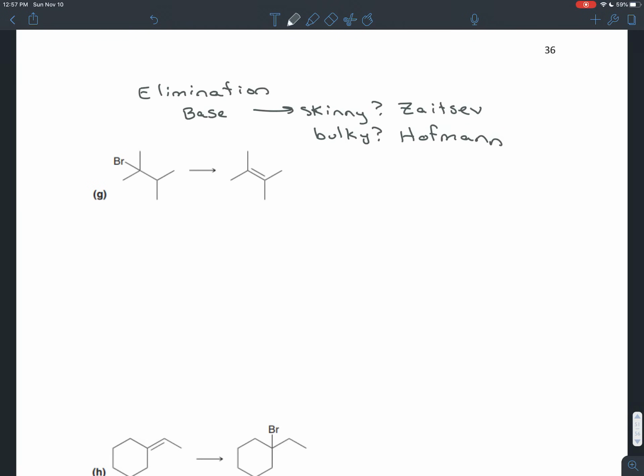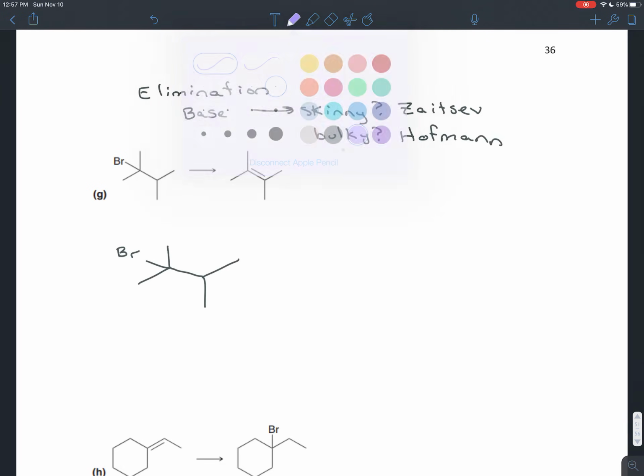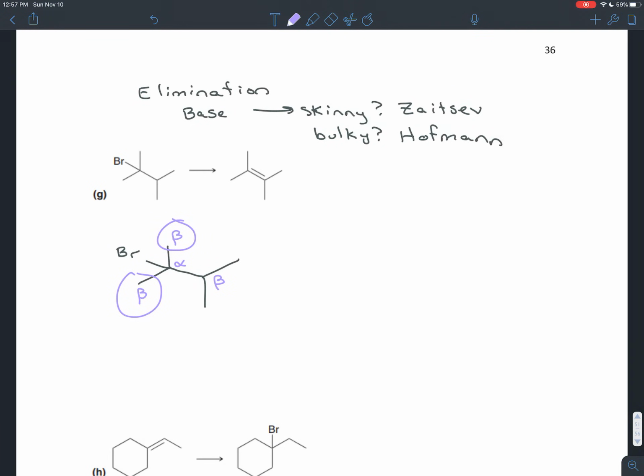Okay, well, let's imagine the two possible products we could get here. If this is our haloalkane, the carbon that has the bromine on it is the alpha carbon. Each carbon attached to that is the beta carbon. So we have 3 beta carbons here. Notice these 2 beta carbons on the methyl groups are the same. They're methyl groups attached to the alpha carbon. So they'll give you the same product. I'm just going to consider the one at the bottom.